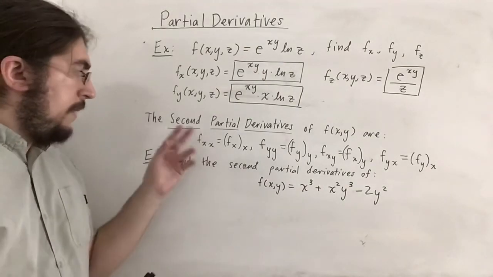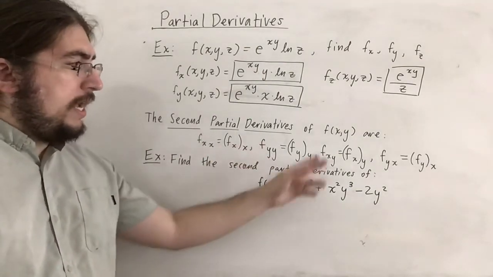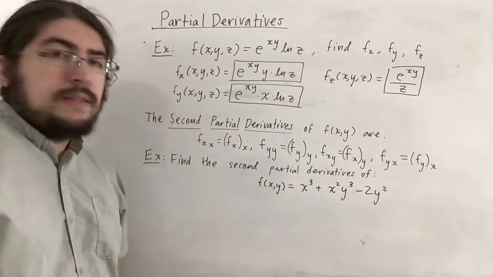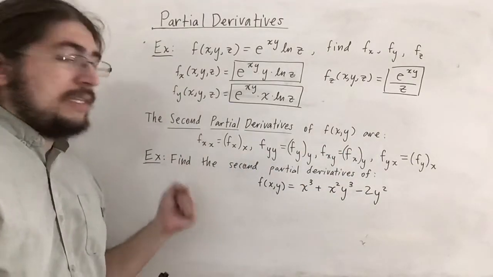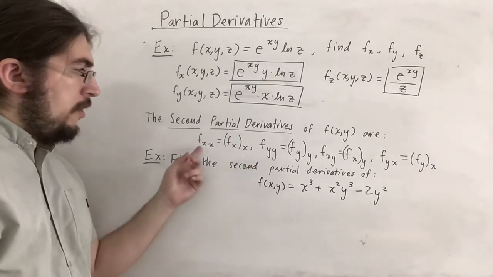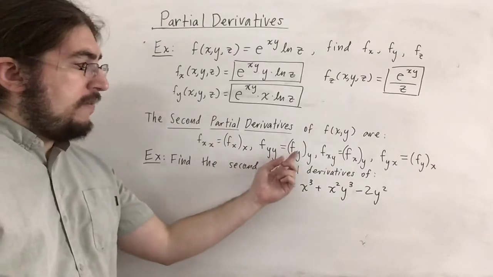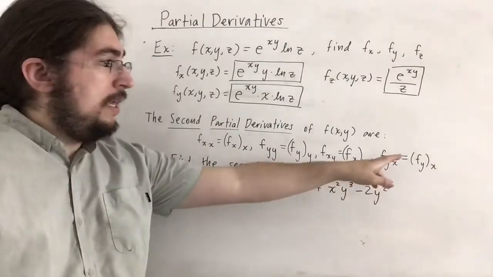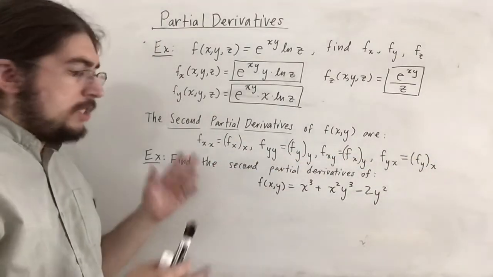So first let me describe, this is fxx, fyy, fxy, and fyx. These are all the different ways you can take the second derivative depending on which variable you take first then second. So here x first and then x second, y first and y second, x first and y second, y first and x second. Now I'll just give you one example.